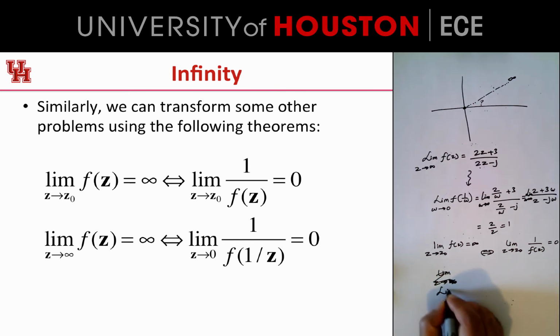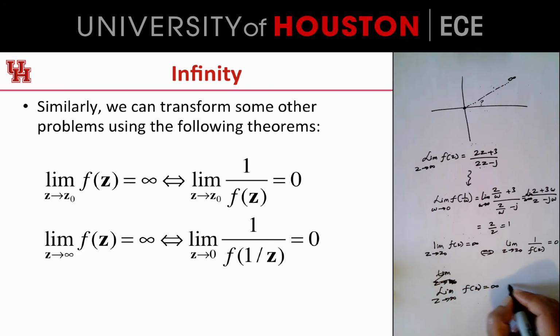Now pay attention to the second line. Suppose you have the limit as z tends to infinity of a function f of z, and that happens to be infinity, then this problem is a double mess. It's essentially the same as the limit as z goes to 0 of 1 over f of 1 over z, and showing that this is equal to 0. So by applying these theorems, we can sometimes transform messy problems into less messy ones.